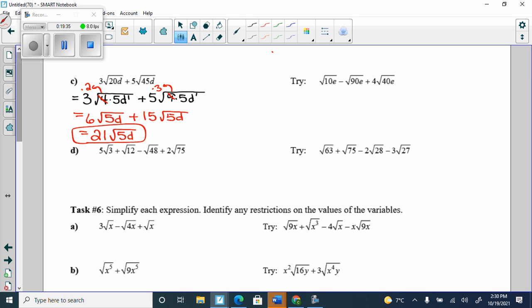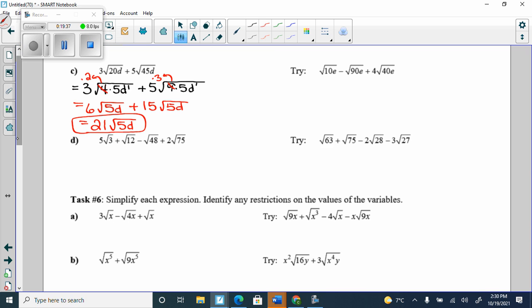You try the try, the d, and the try. Try those ones out. So, 10e. Is there anything I can do with that one? For 10, can I take any perfect squares out of it? Nope. So it's going to say 1 root 10e. Sometimes it's easier if you put a 1 in front of it to visualize what you're supposed to do.